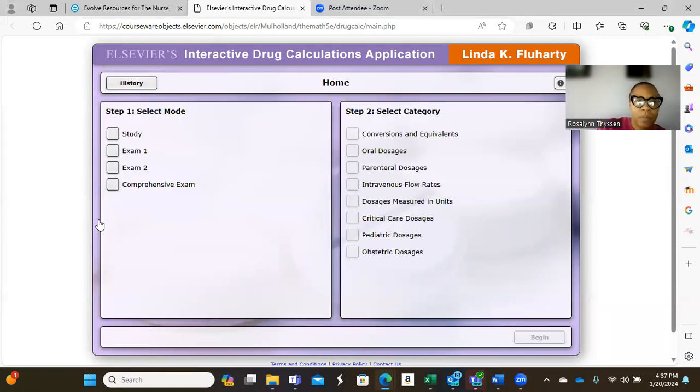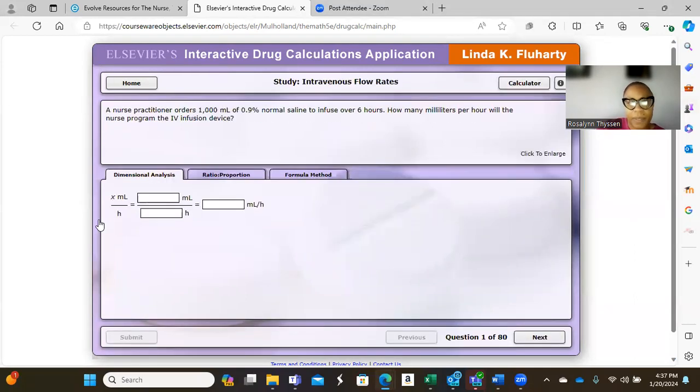All right. So let's go home. Let's look at IV flow rates. Okay. We're going to start off with something simple. All right, a nurse practitioner orders 1,000 mils of 0.9% normal saline, which is just plain old normal saline, to infuse over 6 hours. How many mils per hour will the nurse program the pump?